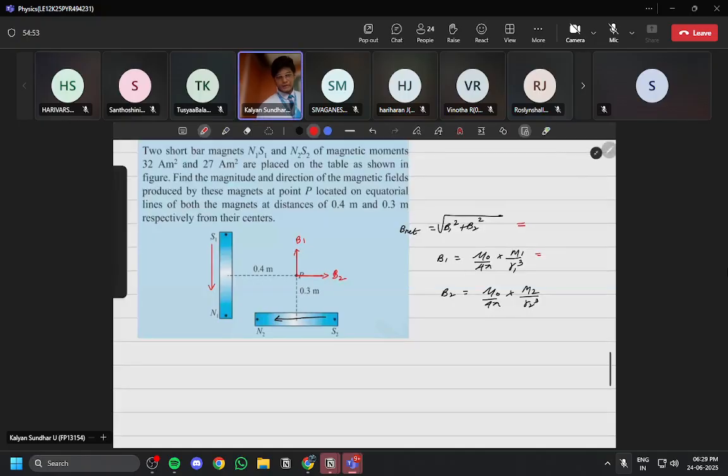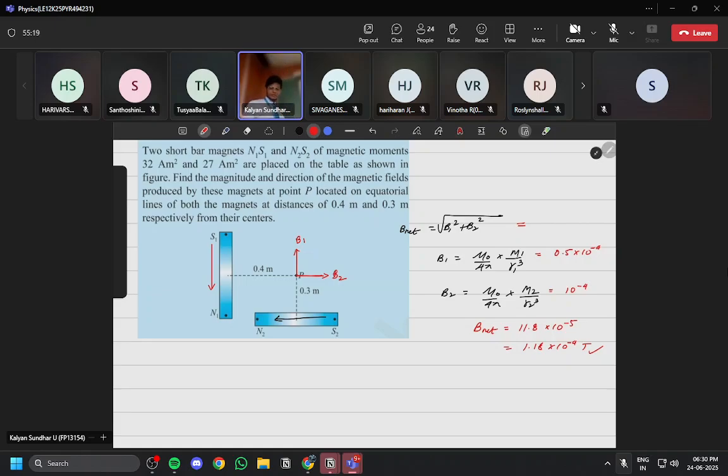So B1, they have given as around 0.5 into 10 to the power minus 4 Tesla, and B2 is 10 to the power minus 4 Tesla. Right? If we take the B net value of these two, you will get either 11.8 into 10 to the power minus 5, or we can write it as 1.18 into 10 to the power minus 4 Tesla. So this will be your B net value.